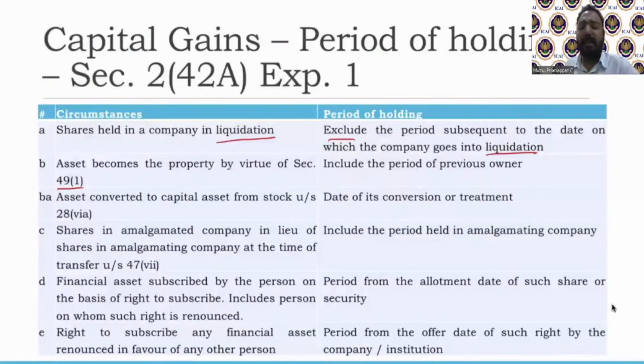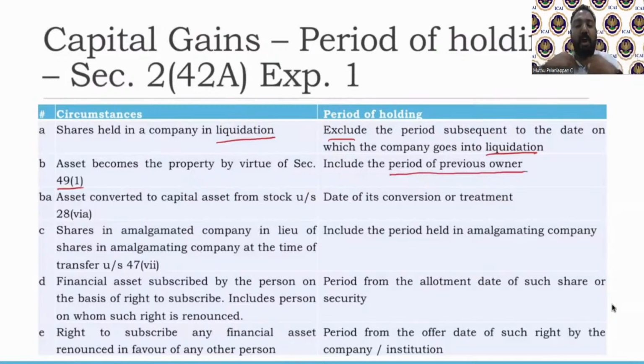And assets in virtue of section 49 clause 1. What is that? Basically it has come to you through gift, will, succession, inheritance. So you have got the asset currently, but it is actually not what you bought. It is previously held by someone. It could be your father, grandfather. You have got this property through some heritage or succession. The next person has been taking over. So if this is what it is, then the simple concept is include the period of previous owner.